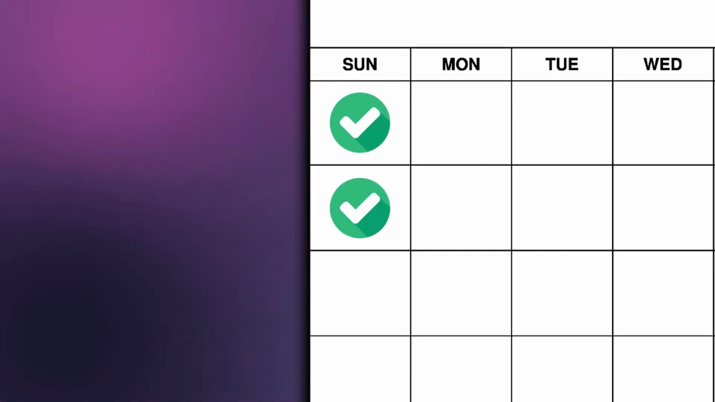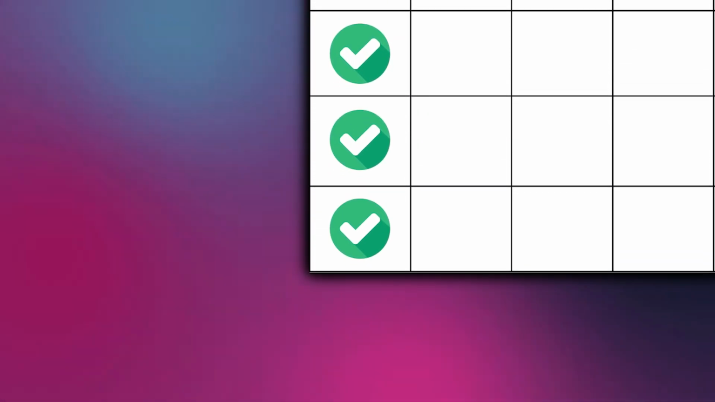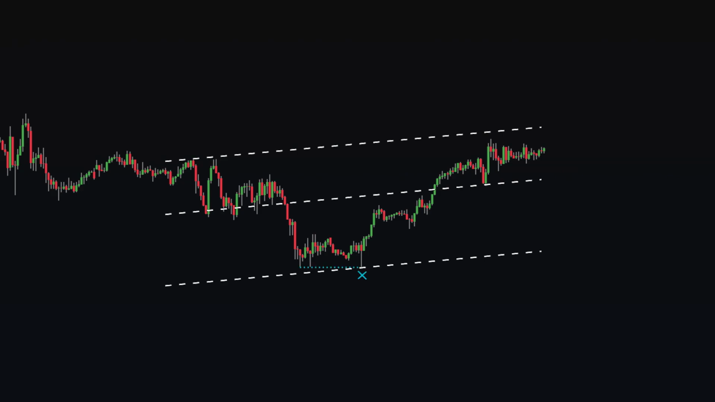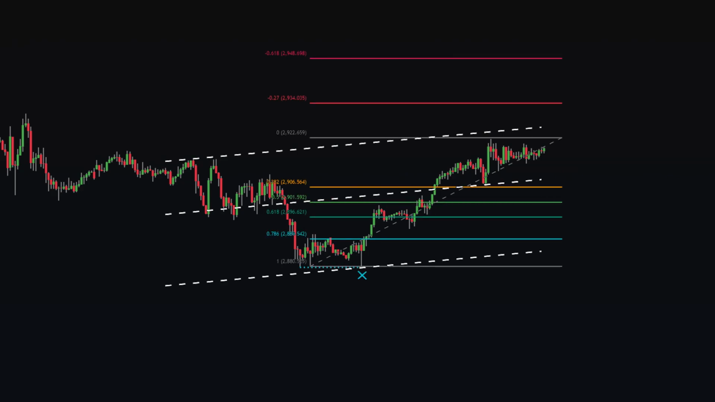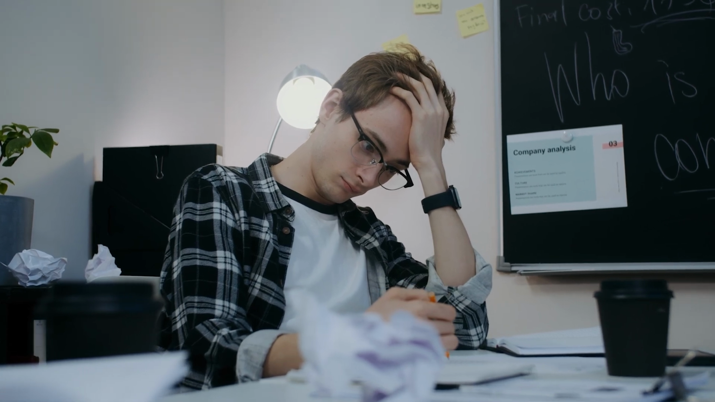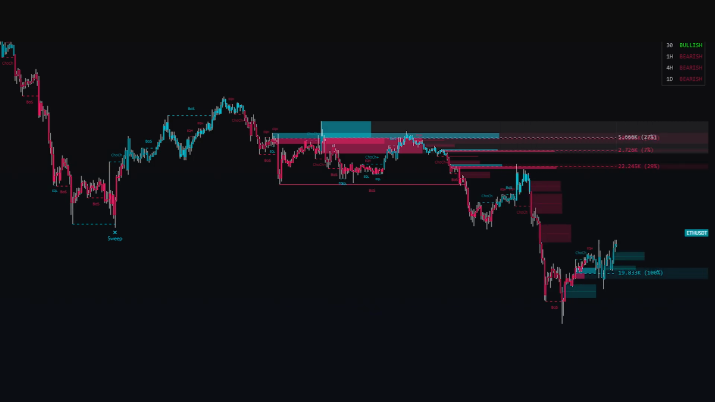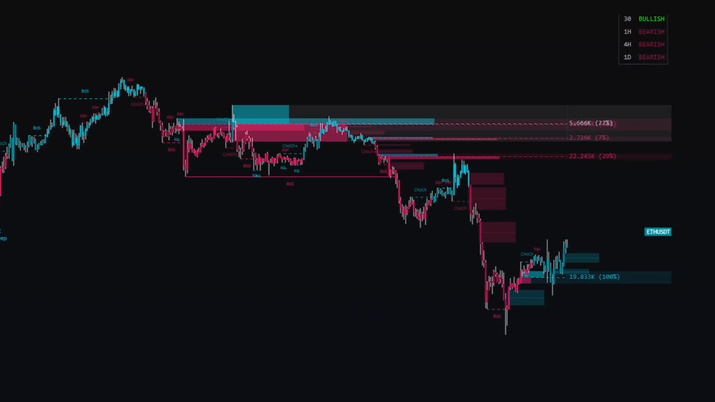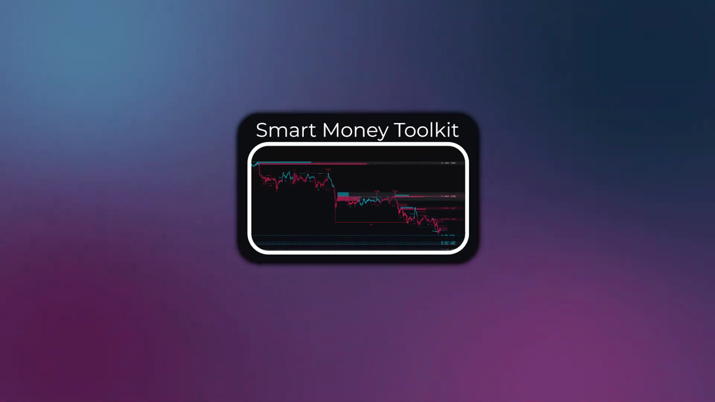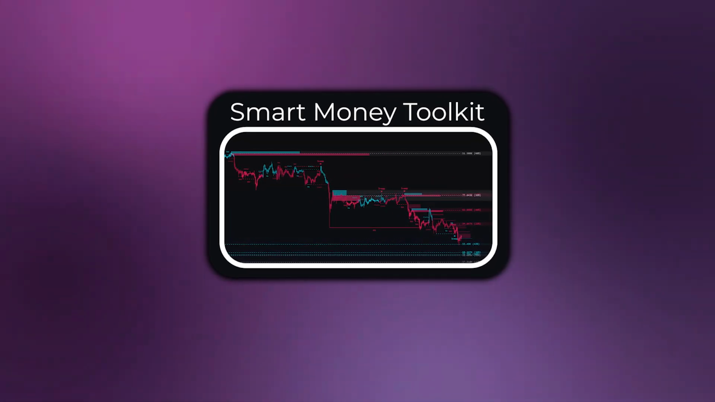It seems that every week a new smart money strategy pops up with some new trend lines, liquidity sweeps, Fibonacci tweaks, you name it. And let's be real, it can get overwhelming fast. But what if you had a toolkit that could cut through this noise, giving you the most critical concepts in a powerful way? Well, that's exactly why we built the Smart Money Toolkit.